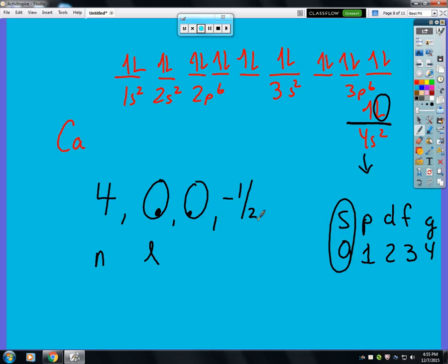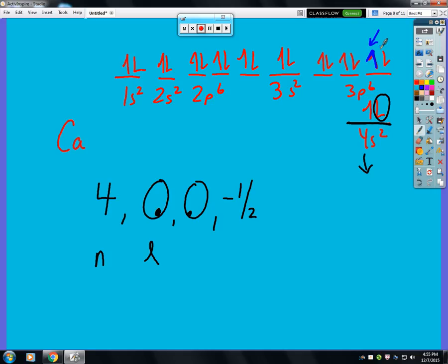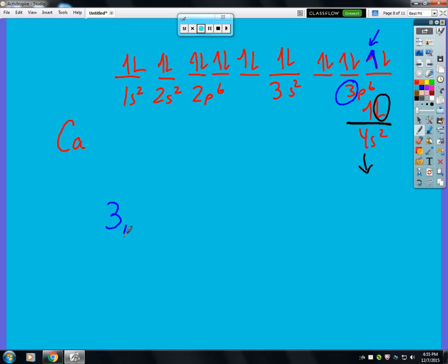Okay? All right, let's do this one. Let's do the quantum number for this electron right here. This electron in calcium. What is the quantum number for that electron right here? Well, what energy level is it on? It's on the 3rd energy level, isn't it? So I'm going to put a quantum number of 3. What sublevel is it on? It's on the P sublevel.